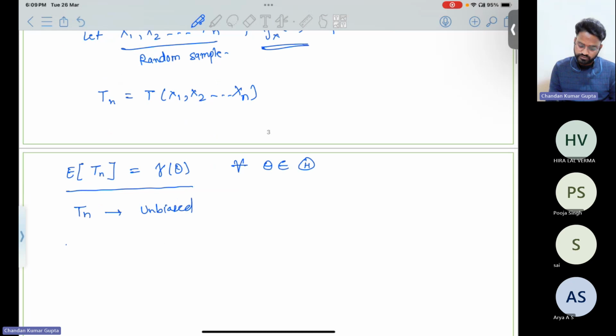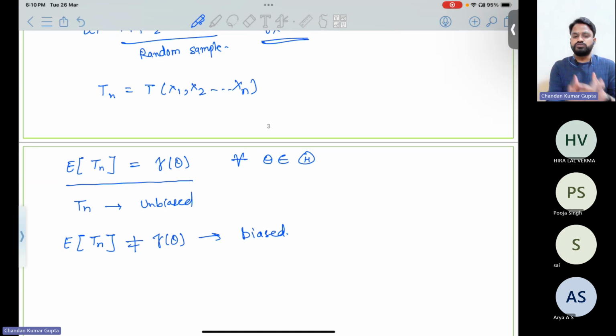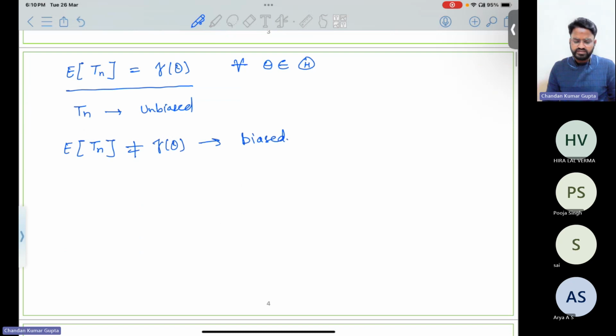If not so, then it is called biased. So either it is unbiased or biased. In bias, it is either positive bias or negative bias.